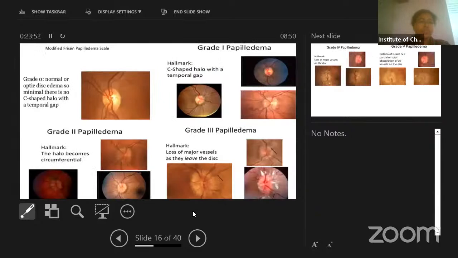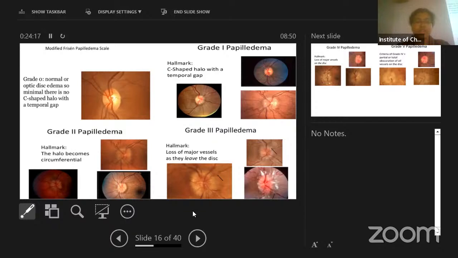Fundus examination. In fundus examination, papilledema is seen. Absence of papilledema doesn't rule out the presence of increased ICP. Grades of papilledema: grade 1, C-shaped halo with a temporal gap. Grade 2 papilledema, the halo becomes circumferential. Grade 3 papilledema, these are all ophthalmoscopic findings.